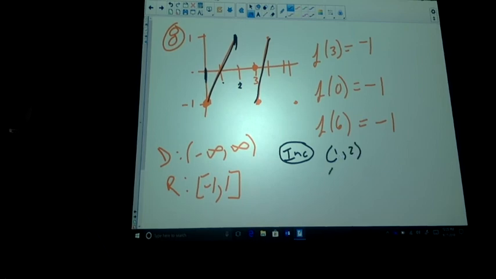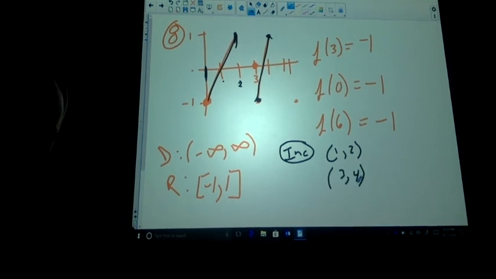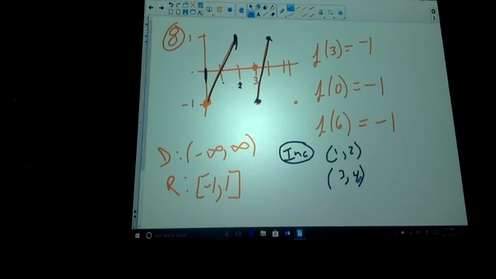Now it's increasing from here to here. So where's this increasing? 3 to 4. Good. So you're talking about what's going on in the x direction to allow it to be increasing. If it's increasing, it means the slope would be positive. So those are the intervals for that. And then letter E says, hey, where is this whole thing positive?